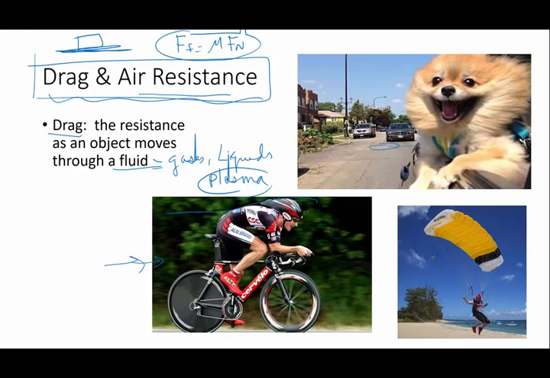So sometimes we want to minimize drag, but here's a situation with a parachute. Parachutist is falling out of the sky. They want to maximize drag. They want lots and lots of air resistance so that they can land at very low velocities and they can kind of step out of the parachute fall. So drag can be useful and drag can be a challenge.